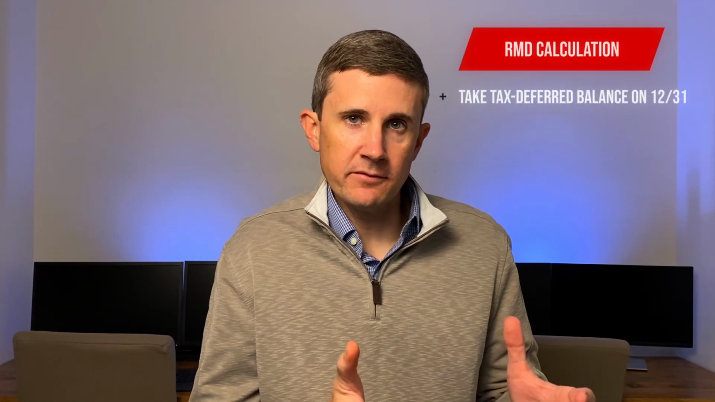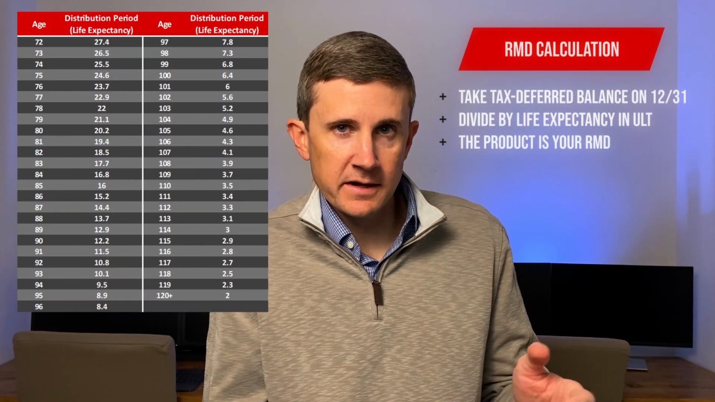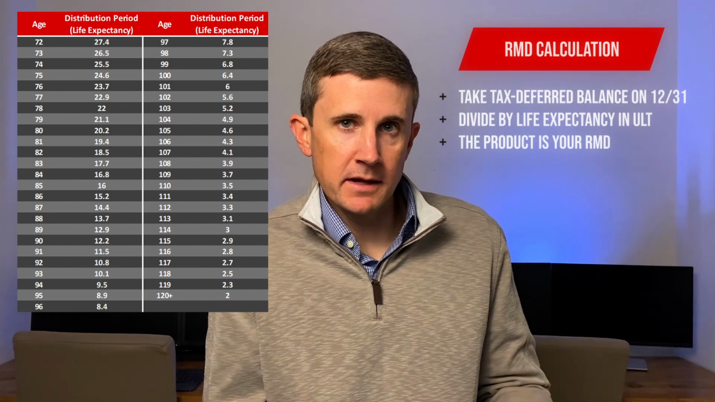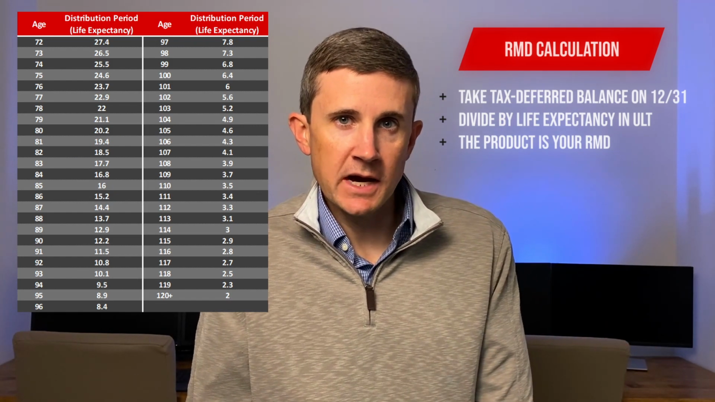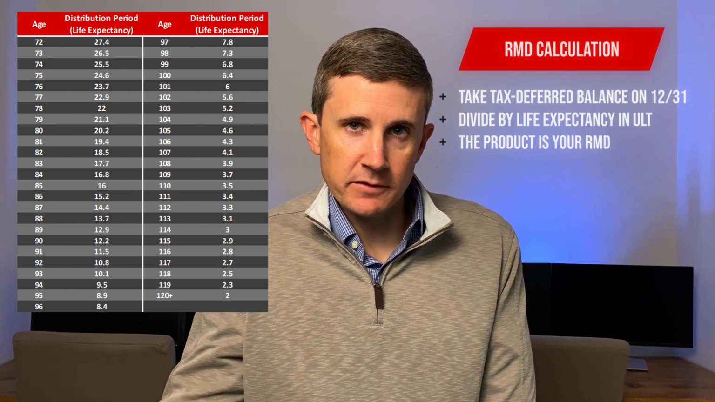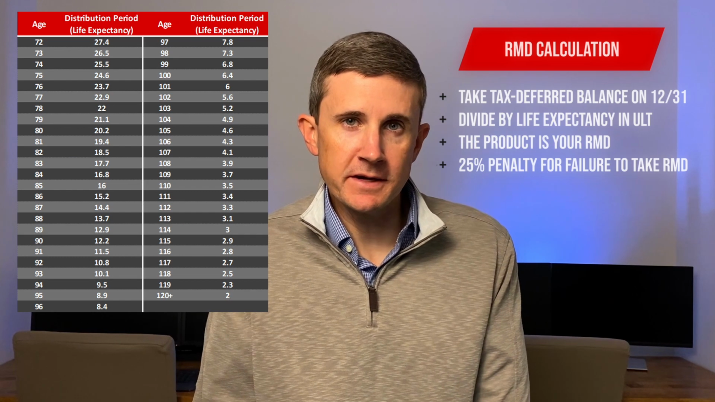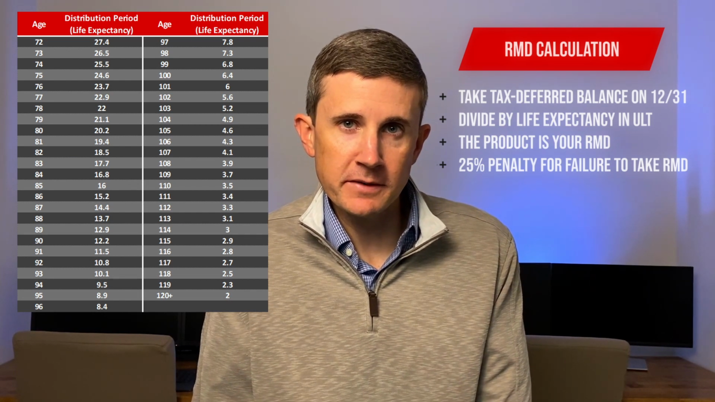Now, to calculate your RMD amount, you'll take the balance of whatever tax-deferred accounts you have on December 31st at the end of the year. You'll divide that number using a divisor in the Uniform Lifetime Table, which is on the IRS's website. The result of dividing your account balance gives you an RMD number that you have to remove from the account before the end of the next year, or December 31st of the following year. If you fail to remove that RMD, you will pay a 25% penalty on that amount each and every year you fail to remove the money from the account.